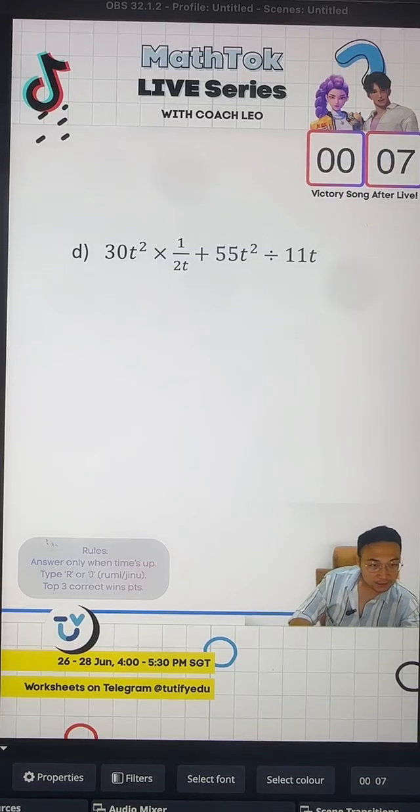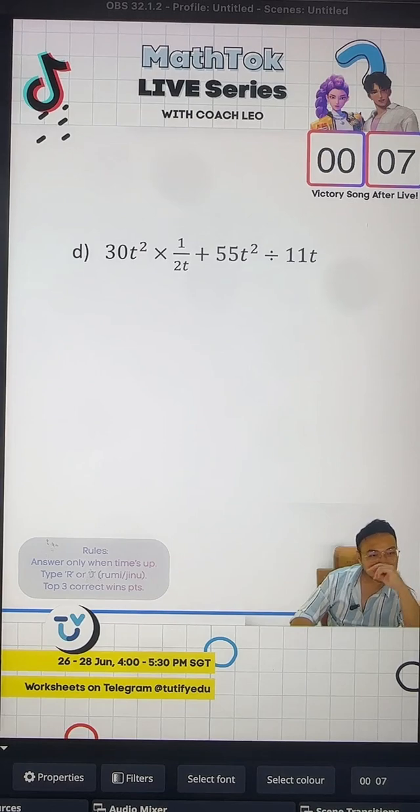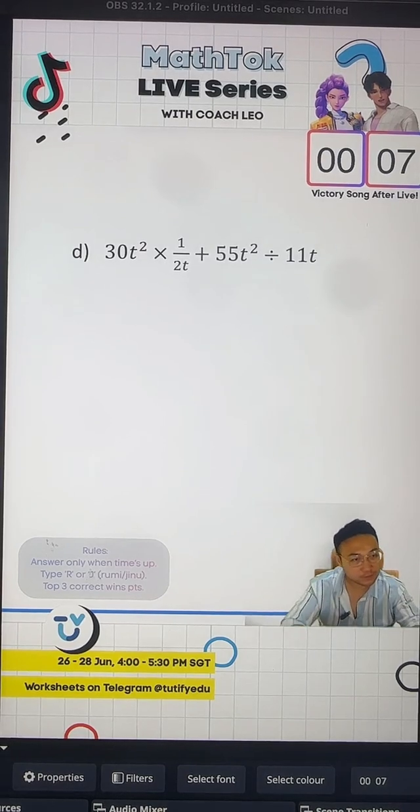Wow. TikTok is quite crazy. So many rules on their live stream.